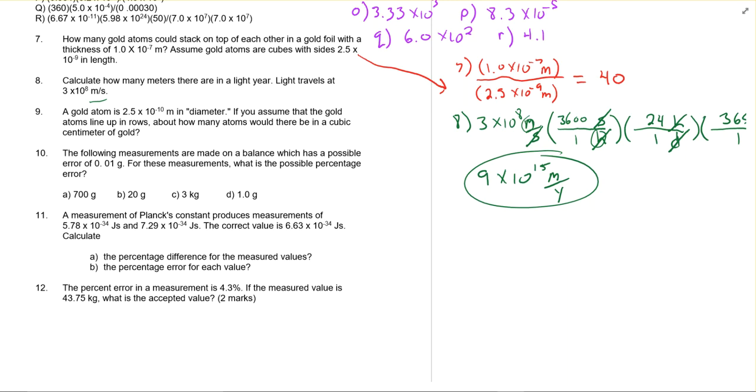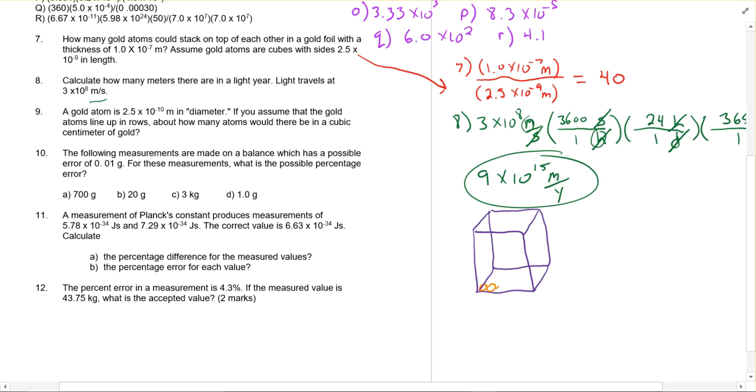Number 9: a gold atom is 2.5 times 10 to the negative 10 meters in diameter. If you assume that the gold atoms line up in rows, about how many atoms would there be in a cubic centimeter of gold? So what we're really looking for here is volume. What I've drawn here is just a square centimeter. It's asking how many of these, let's say these are my little gold atoms, just going across. I don't want to draw them all, but let's say just across the bottom like that.